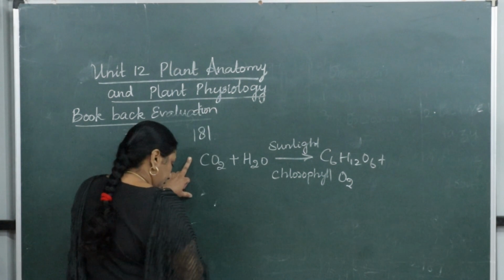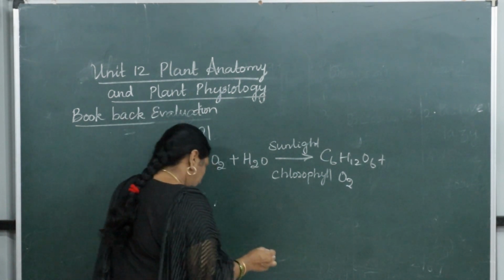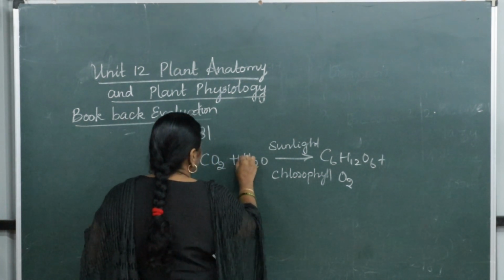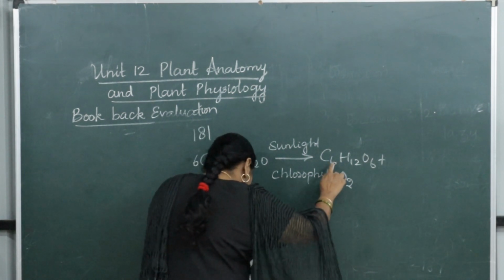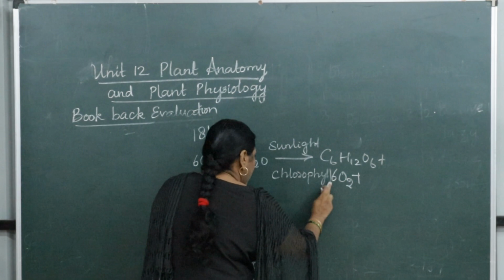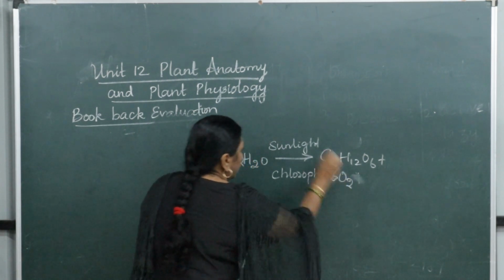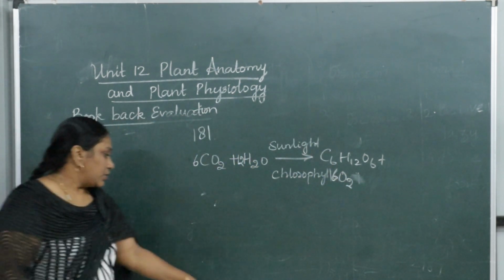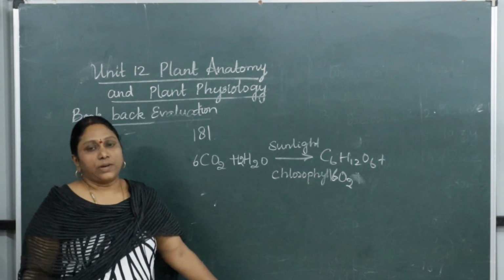If we write this balanced, 6CO2 plus 12H2O will give you C6H12O6 plus 6H2O plus 6O2, that's all. So this is what you have to remember. So that's all regarding 2 mark questions.